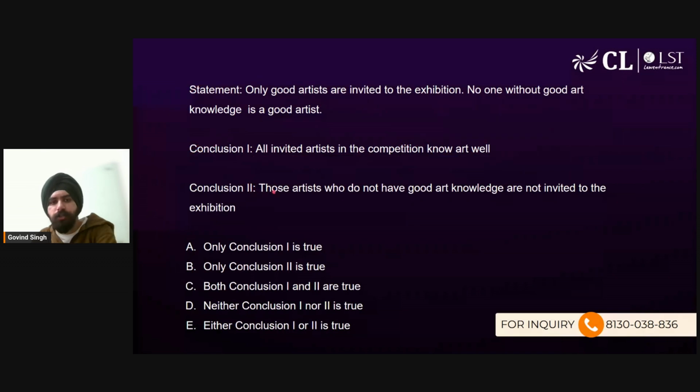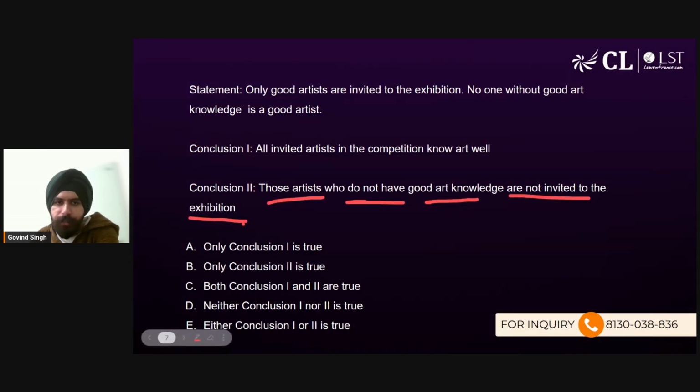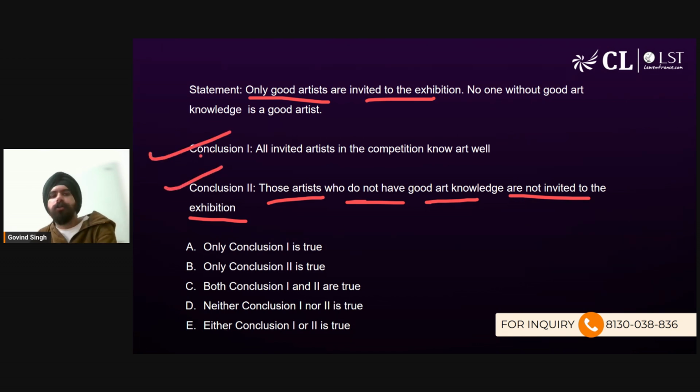The second conclusion is those artists who do not have good art knowledge are not invited to the exhibition. Yes, हमारे स्टेटमेंट में लिखा है कि only good artists are invited. So artists who do not have good art knowledge or are not good artists are not invited. So this is also a valid conclusion. Both the conclusions are correct, which means option number C would be the right answer, that both 1 and 2 are true conclusions. Now these are very simple and very straightforward questions.